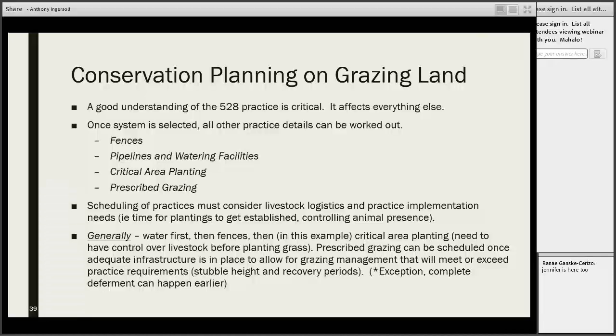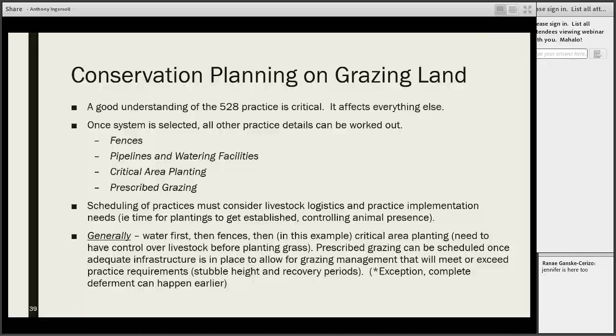Generally, when we're doing a conservation plan, like the example that I just used, we would want to make sure that we're putting water out there first, because if we build a bunch of fences but we don't have any water, we've effectively excluded area for grazing that we can't graze because there's no water out there. So we usually do water first, followed by fencing. In this example, then we would go in with a critical area planting, because now we can control and keep the livestock out while we're treating certain areas.